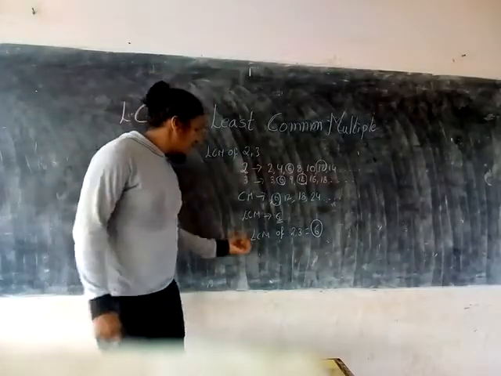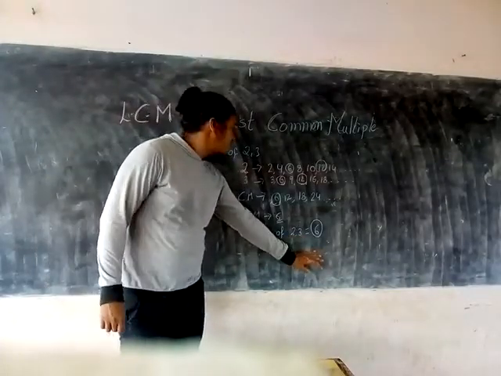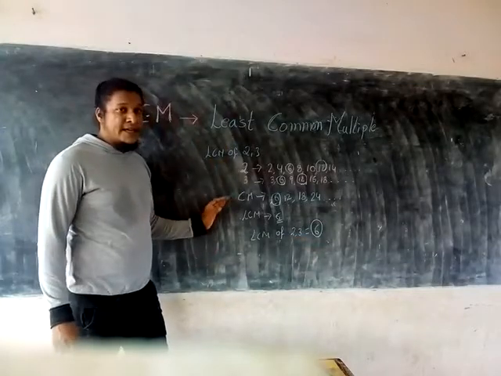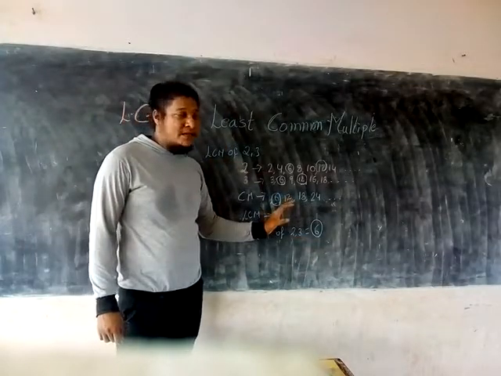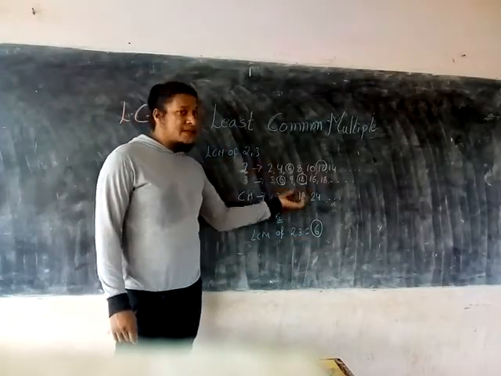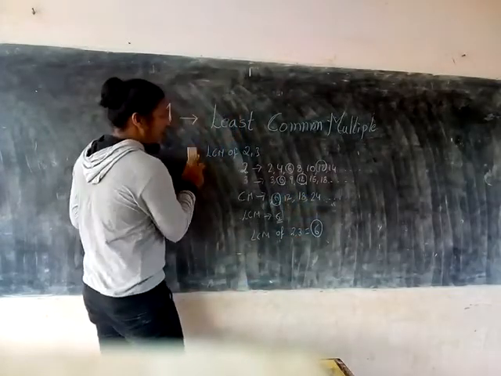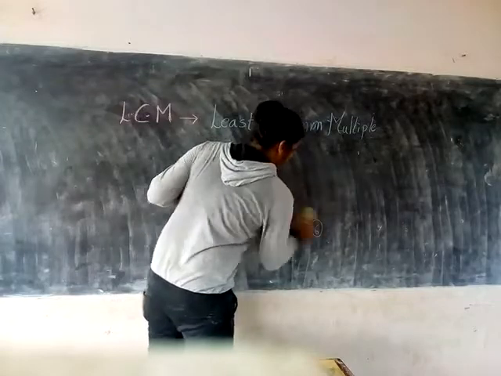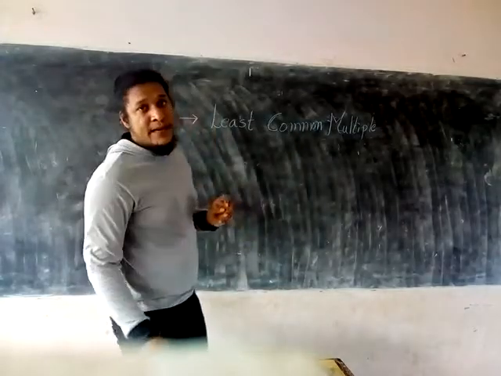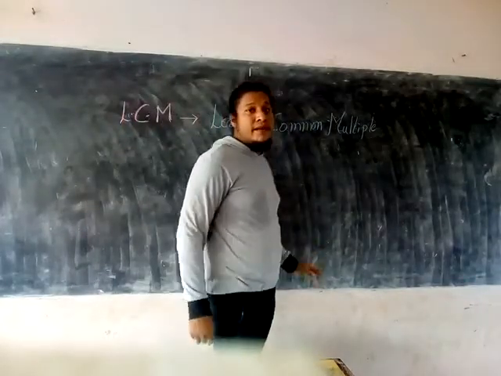Okay. So what is the LCM of 2 comma 3? 6. Okay? So this method is suitable for smaller numbers. But if the given numbers are bigger, we have to follow another method. Now we are going to learn that method. What is the method? Finding LCM by the prime factorization method.